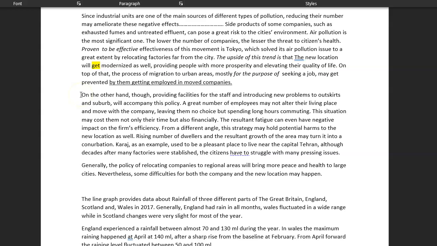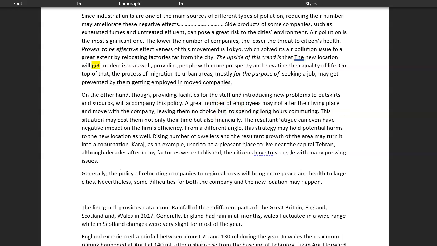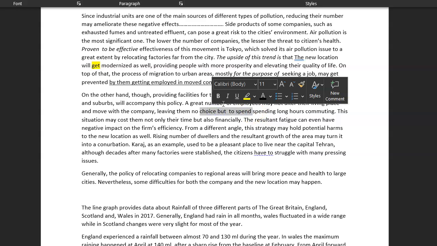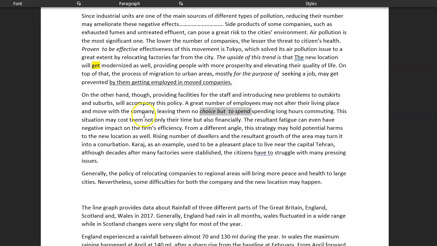You're absolutely answering the right question. On the other hand, though, providing facilities for staff and introducing new problems to outskirts and suburbs, yes, will accompany this policy. Good. A great number of employees may not alter their living place and move with the company, leaves them no choice but to spend. Excellent grammar, really, really nice, but you need the infinitive there. But to spend long hours commuting. This situation may cost them, comma in here, not only their time, but also financially.